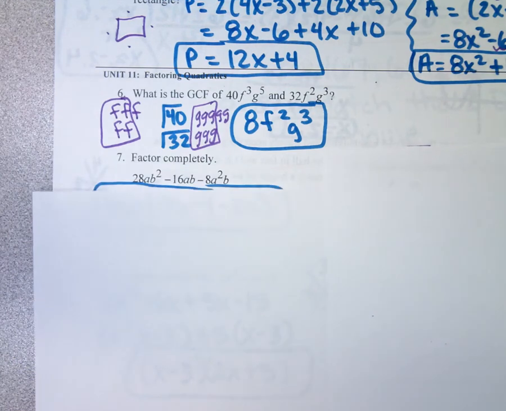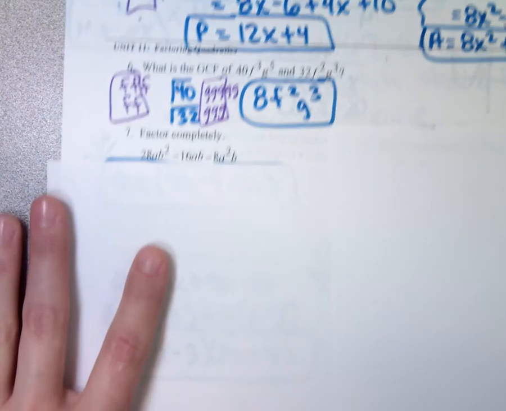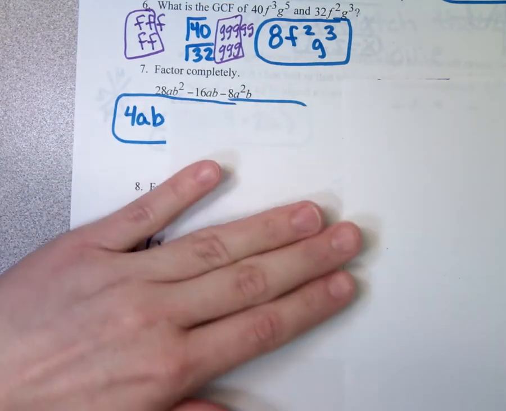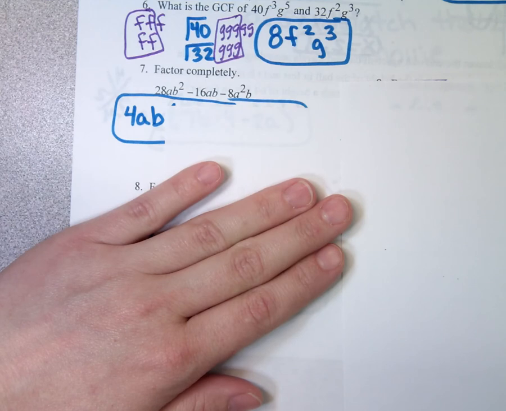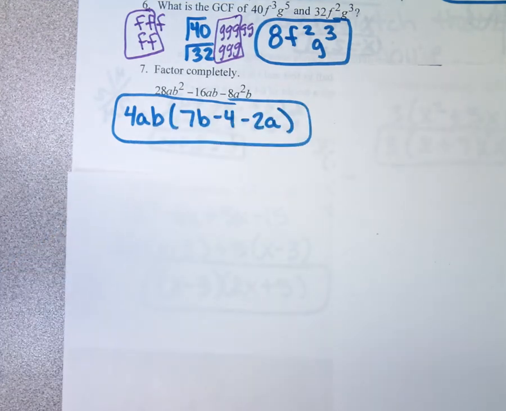Okay, number 7 tells me to factor completely. So first rule of factoring is to always look for a GCF first. And the greatest thing that goes into all three of those pieces is a 4AB. Every time I find my GCF, I build my parentheses behind it and figure out what goes inside. And that's your answer.